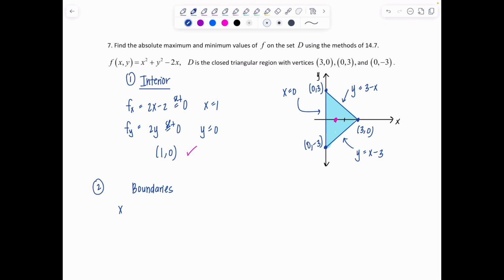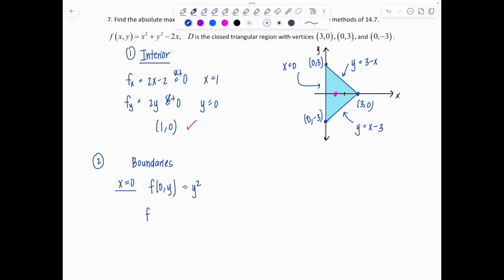So let's start with x equals 0. I'm gonna evaluate my function when x is 0. So at 0, y, it turns into y squared. Then you take the derivative, set it equal to 0, and you get y is 0. So the new critical point that I have is y is 0, and that came from x being 0. Is 0, 0 on the boundary right here? It sure is. It's right there. Perfect. Okay, you get to stay. You're staying, 0, 0.